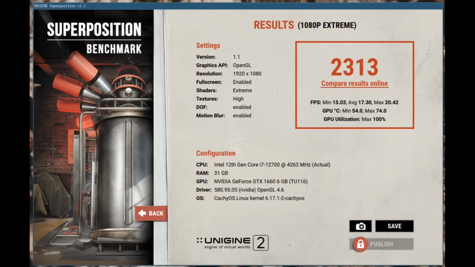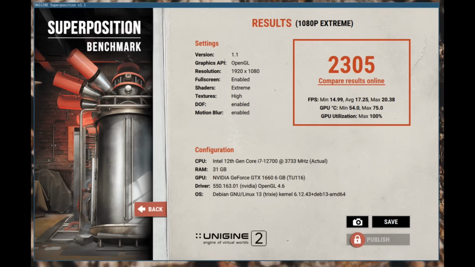At first, I did a Superposition benchmark on CachyOS. Here you see my GPU. I have the NVIDIA GeForce GTX 1660, which is 5 years old or a bit older. I had the driver 580. It was, of course, before the crash, so some weeks ago. And I got a result, and this is the important one, of 2,313 points with an average frame rate of 17.30. So if we compare that to my existing Debian installation on the very same computer, what would you expect?